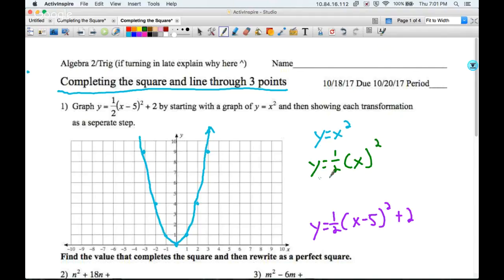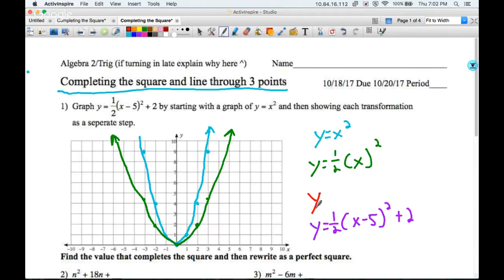So now I'm going to graph this in green. To get this one, I just want to take 1/2 of the height of all of these points. And 1/2 of 9 is 4.5. Okay. So here's what our parabola looks like after it's been vertically compressed by a factor of 1/2. Each point is 1/2 as tall as our parent function.